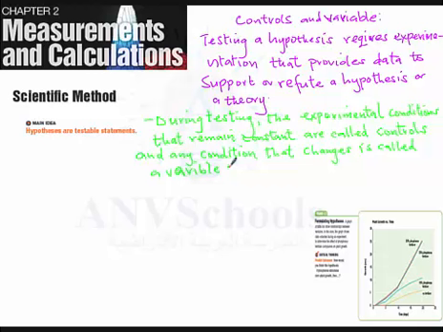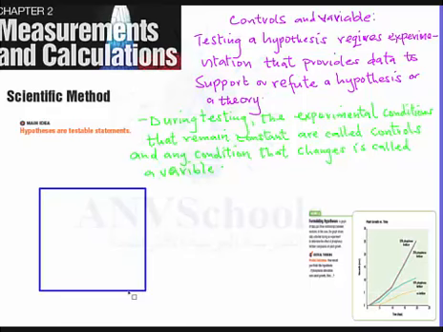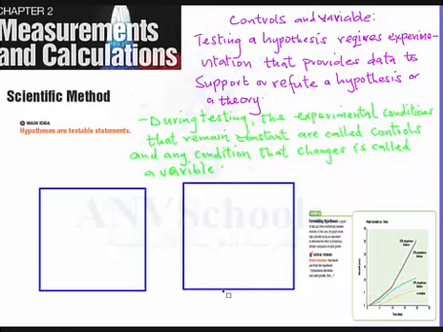So we will take an example. Maybe we have two groups, group 1 and group 2. These two groups, we want to carry out experiments on them.